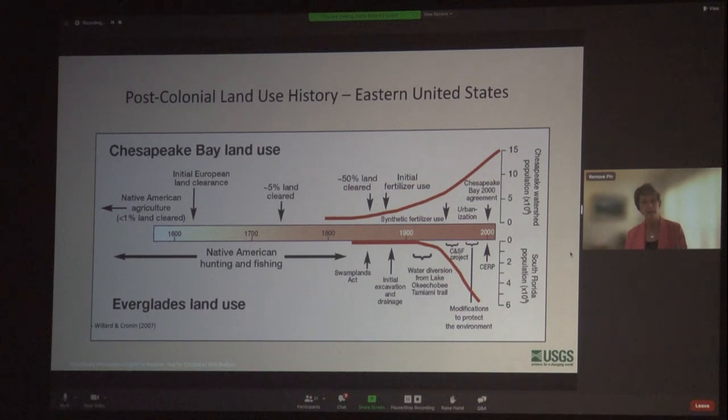But once the Europeans came in, they didn't really clear that much of the land until the mid-19th century. And at that point, they had really wiped out many of the forests, and started using fertilizer. And as populations increased going through the 20th century, we saw much more substantial changes to the watershed.